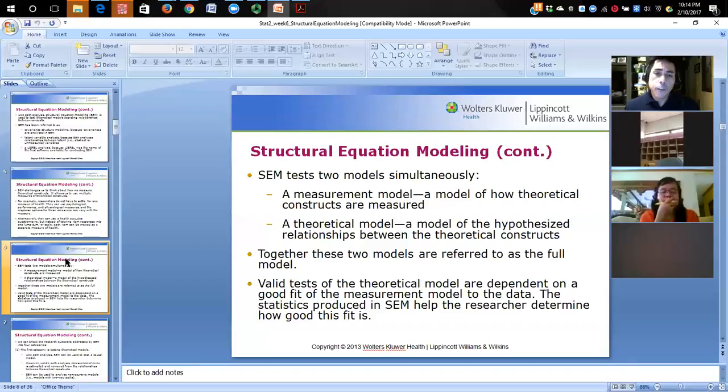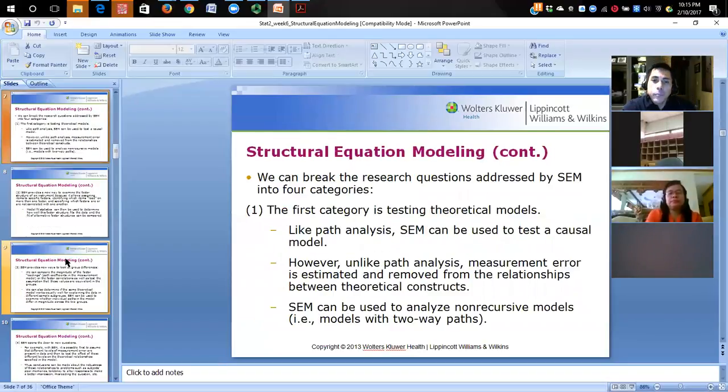And so if your theoretical model has at least 4 constructs, you really have to have valid and reliable tools already that can measure those 4 constructs in your hypothesized theoretical model. So that's really the main difference. You cannot do structural equation modeling if there's no existing valid and reliable tool to measure the constructs in your theoretical model.